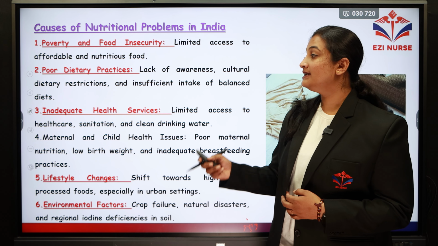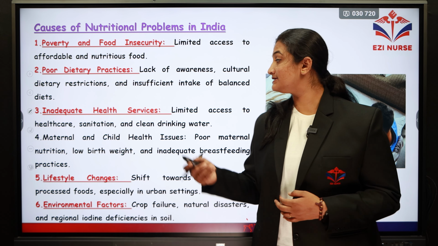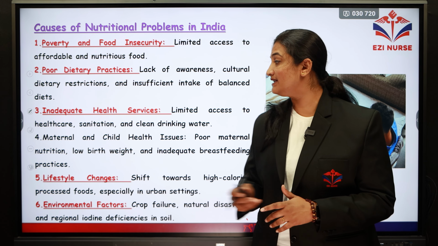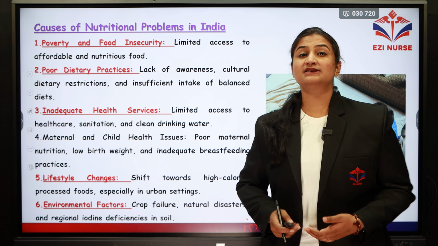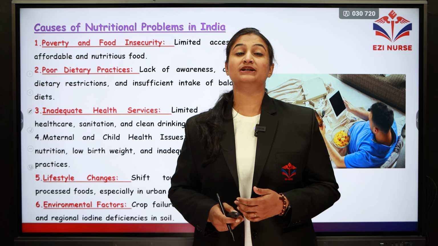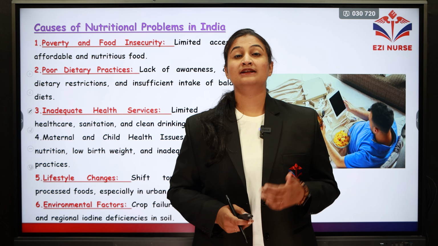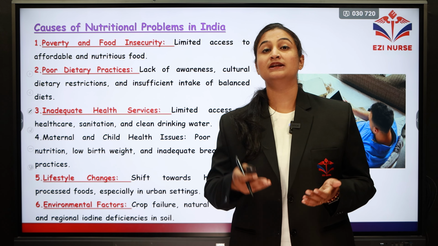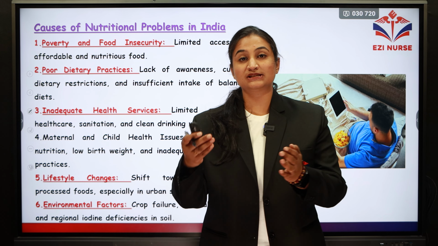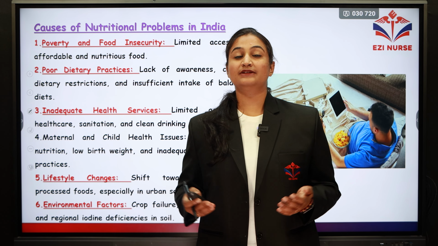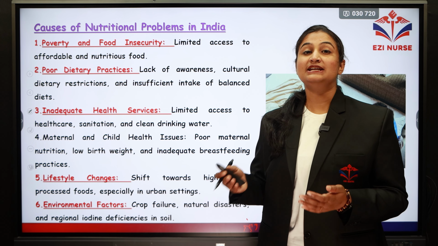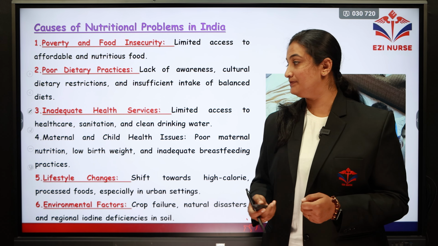Then inadequate health services. So what is this? Limited access to healthcare. Sanitation is not in a proper manner. Then clean drinking water is not available. In shared drinking water, sometimes people are spitting, so the germs get transmitted from one person to the other person. The same water is being drunk by others. Definitely a communicable disease happens. In this manner, inadequate health services are given to the people.